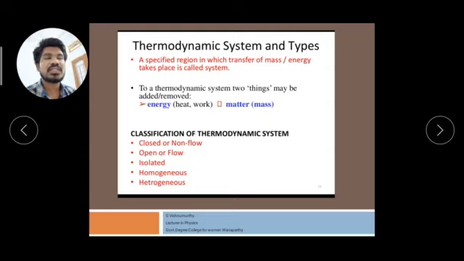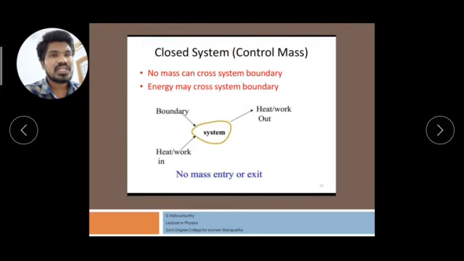Homogeneous system: in the homogeneous system, the properties of the particles are the same, then the system is known as a homogeneous system. And the heterogeneous system: when we add sugar or salt into the oil, two formations are there within the system, so that system is called a heterogeneous system. Here you see that the closed system is like this.